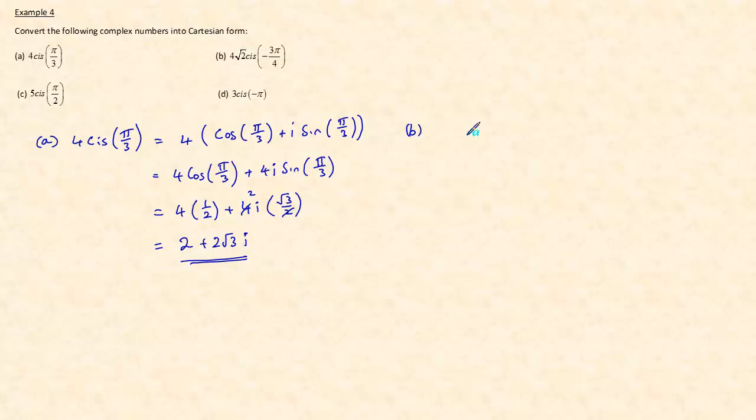Now in part B, we have 4 root 2 cis negative 3 pi by 4. Let's just think about where that would be before we go ahead. So the argument is always measured from the positive real axis. So negative 3 pi by 4 is measured in a clockwise direction. So this complex number is going to be here in the third quadrant. Now we can use that as a check on our answer just to make sure it's in the right place.